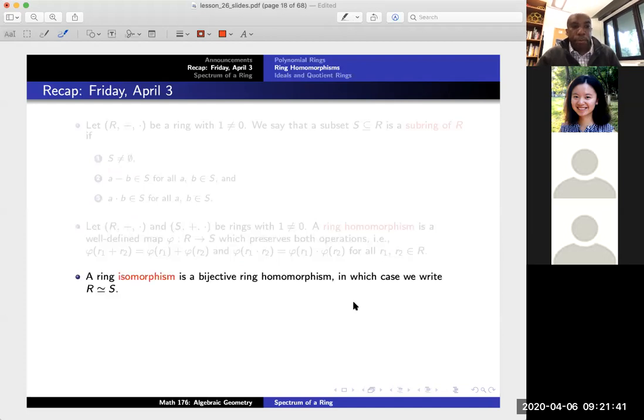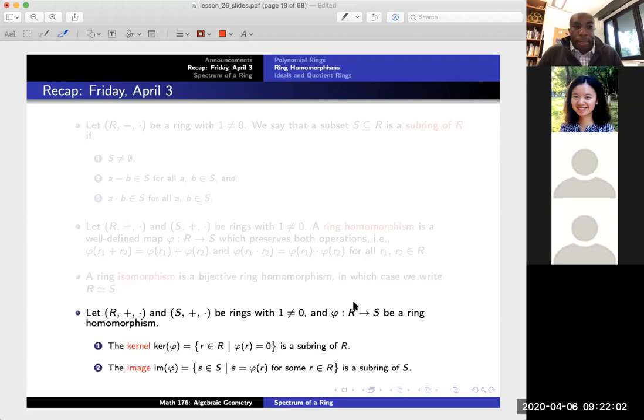We'll say that we have a ring isomorphism if we have a bijective ring homomorphism. So this just simply means that it's a one-to-one correspondence. Right, so if I'm given an element in R, then that has to correspond uniquely to some element in S and vice versa.